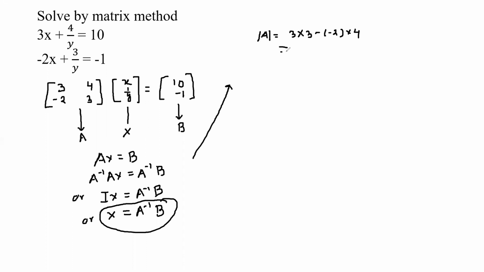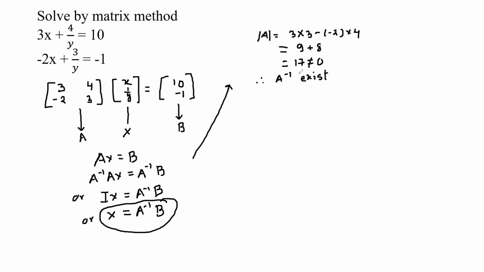So what do we get? 3 times 3 is 9, and minus minus will be plus, 2 times 4 is 8. That is equal to 17, which is not equal to 0. What does it mean? It's a non-singular matrix, which means we can say A inverse exists. Just remember, you have to find the determinant in order to find the inverse. So here A inverse exists.